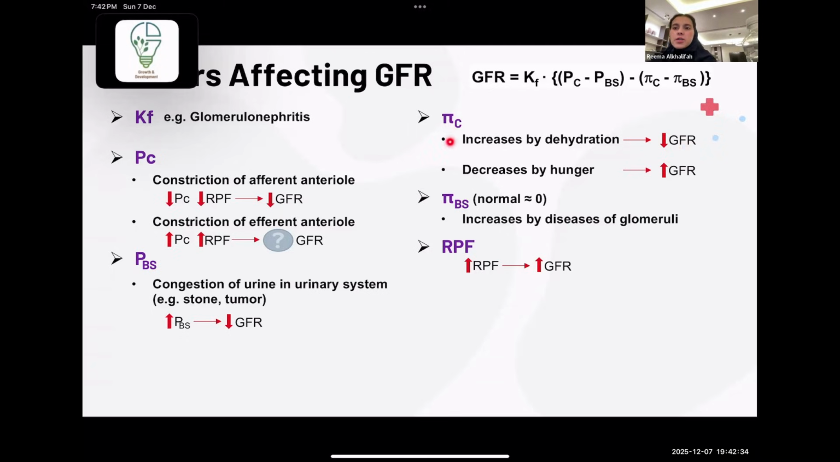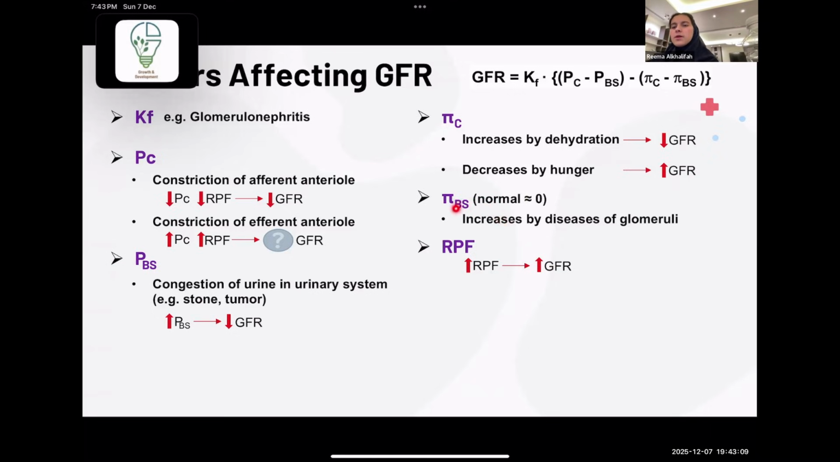And the oncotic pressure of the capillary decreases by hunger. Why is that? Because with hunger, you're going to produce fewer proteins by the liver. Plus, with severe hunger, the body is going to start breaking down the proteins that are in the blood for other metabolites and to produce ATP. So all of this will decrease the oncotic pressure. And this will increase GFR, opposite of the previous case.